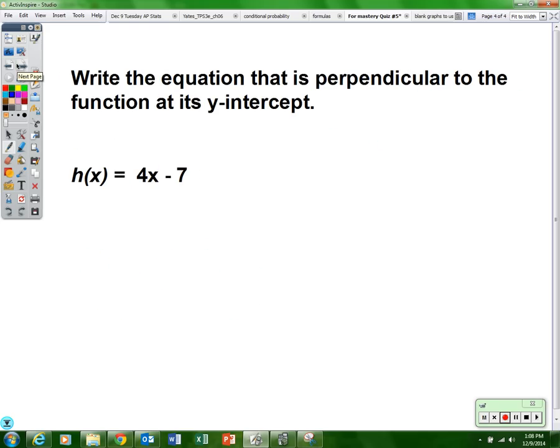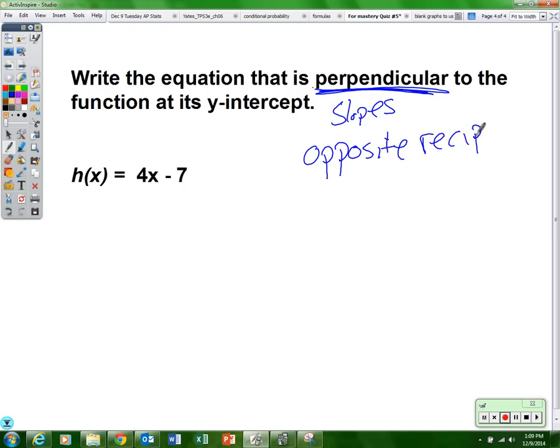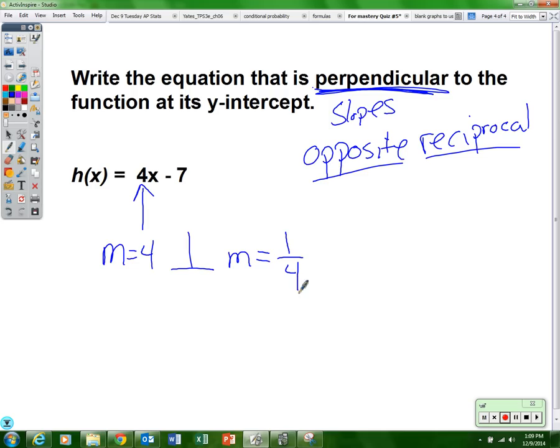Okay, the fourth one. Write the equation that is perpendicular to the function at its y-intercept. Remember, perpendicular, the slopes must be opposite reciprocals. All right, well, here's your slope. M equals 4. To be perpendicular, we're going to flip it and change the sign. So if I flip it, it's 1 over 4, and if I change the sign, I change it to a negative. So that is the new slope. So y equals negative 1/4 x.